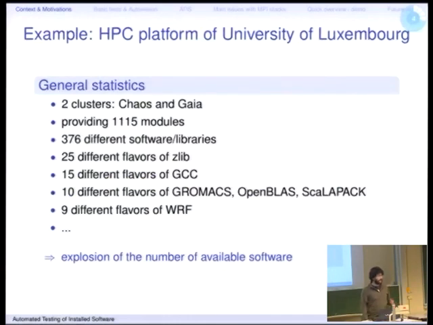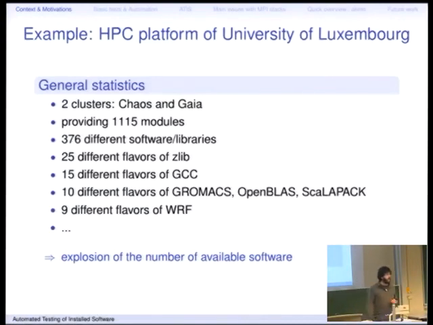One example at the University of Luxembourg, a few statistics about the software installed there. Currently we have two clusters using EasyBuild, and they provide more than 1,000 modules each. Many of them are just duplicated versions, built with different toolchains, etc. I counted 376 different software or libraries.